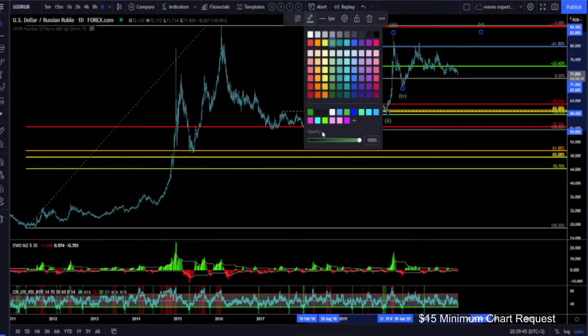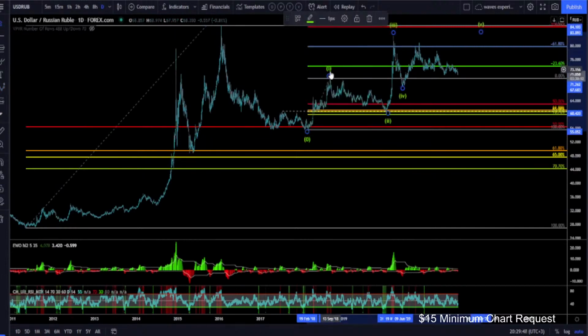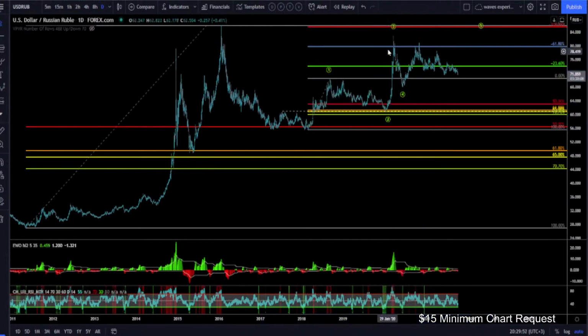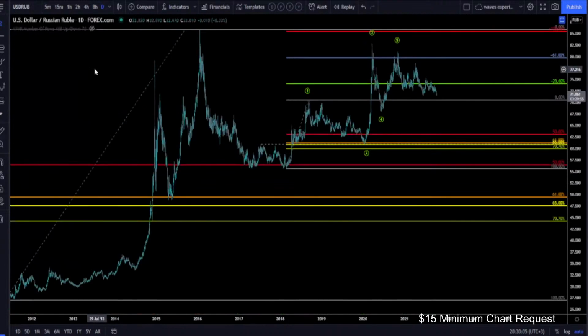Oh, God, you guys use these wacky colors. Let's take that down a little bit. Micro. Okay, so 1, 2, 3, 4. Now that's one possibility here, is we've got a truncation. Looks like a cleaner count. Either way, you don't have a nice impulse, which is kind of frustrating, but welcome to trading. This is a good one.